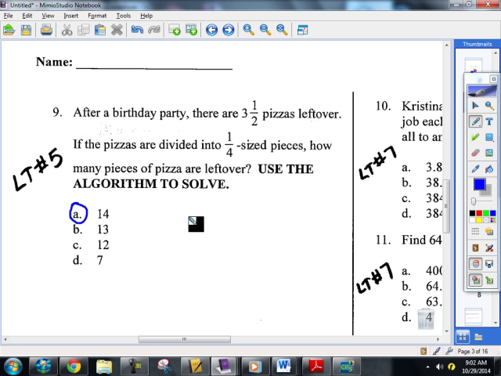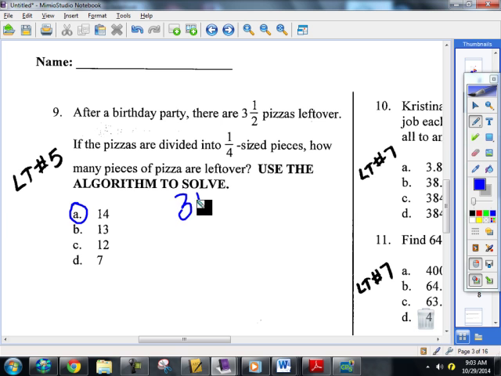Okay, after a birthday party, there are 3.5 pizzas left over. If the pizzas are divided into 1/4 size pieces, how many pieces of pizza are left over? This question is very easy because it uses the word divided. It gives you what you think of when you think of a division problem. It gives you the dividend and then gives you the divisor, right in order. So this one should have been relatively easy for you.